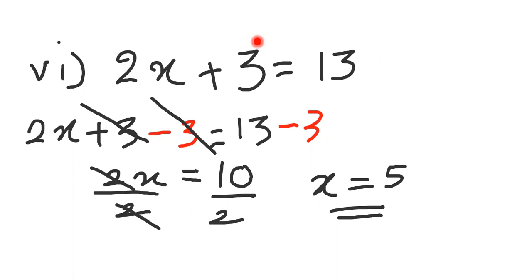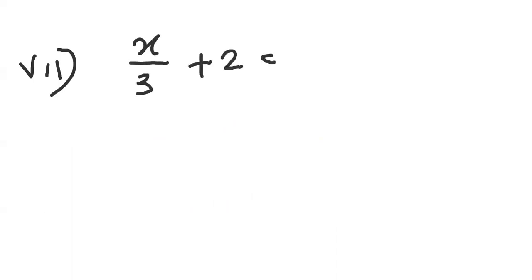So what did we learn here? When multiplication and addition are given, you can remove the addition part first and then remove the multiplication part later. Clear? Right, let's do another one. Roman number 6, 7. Right, here see. X by 3 plus 2 equal 5.